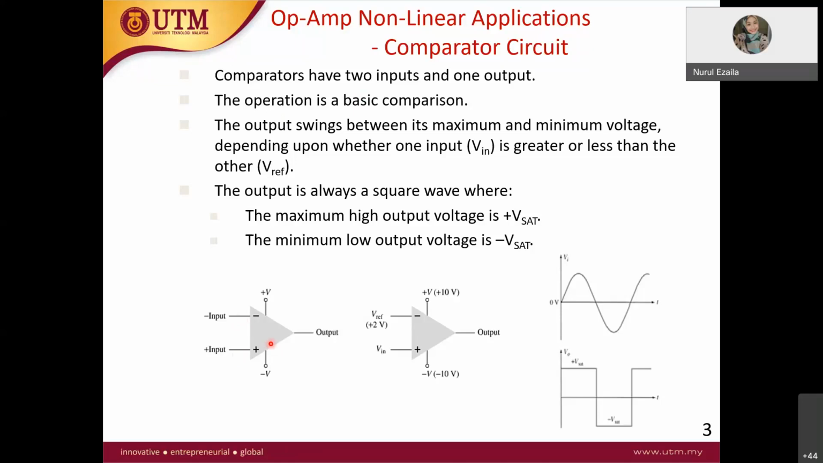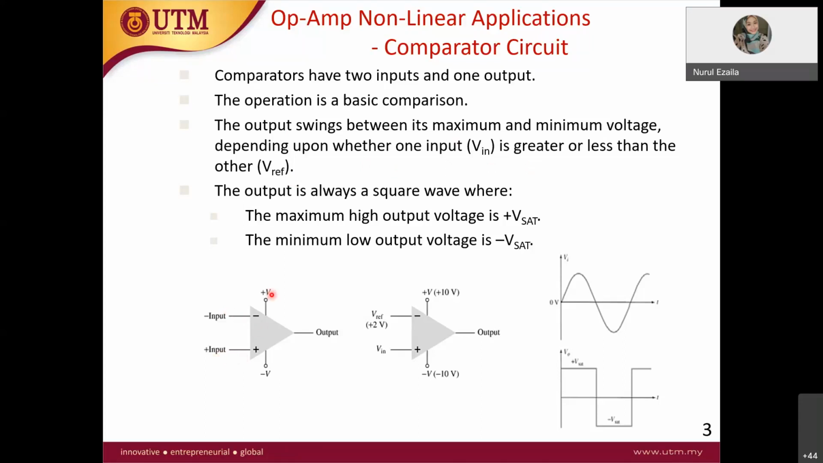So there will be a specification, and that will be the output. The output swings between its maximum and minimum voltage, depending on whether V in is greater than the V reference. In this case, this is your op-amp, with the negative input V minus, if you still remember, and the positive input V plus.